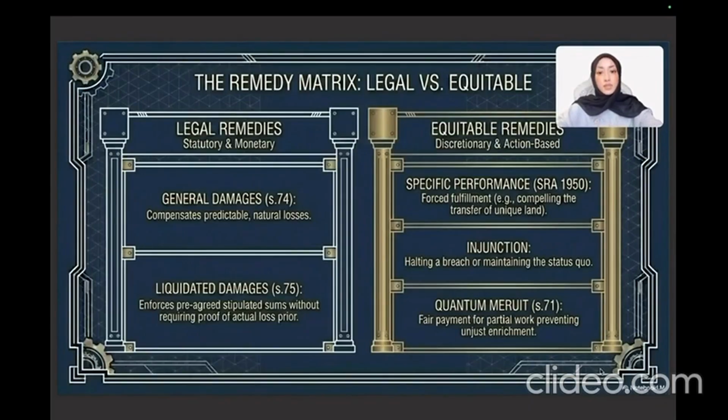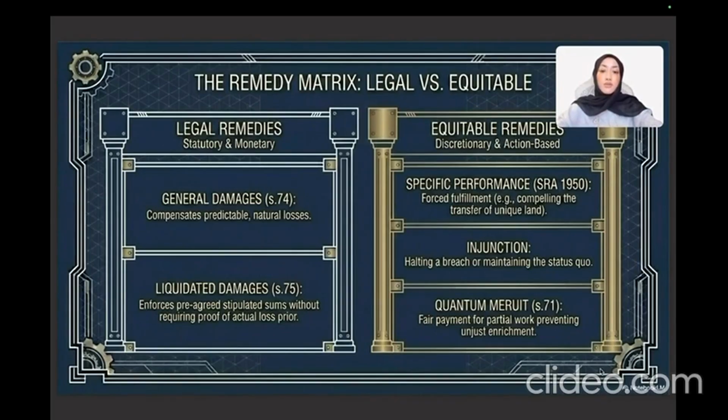Now that we understand how a contract is built, we must address the reality of what happens when a promise is broken. This is where the remedy matrix comes in. So, in Malaysian law, remedies are generally divided into two pillars, which are the legal remedies and equitable remedies. Let's start with the legal remedies, which are statutory and primarily focused on money.